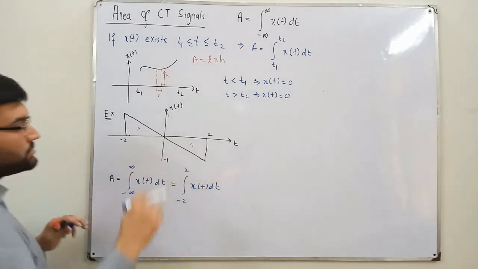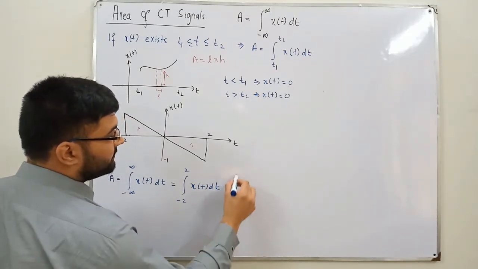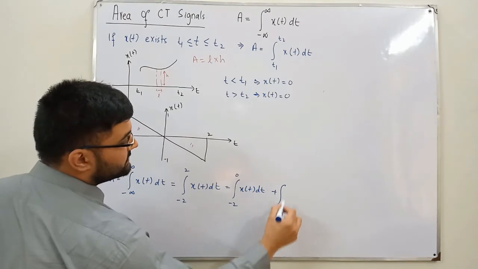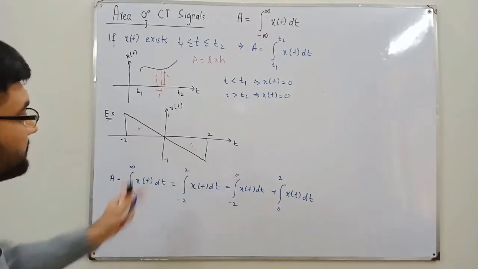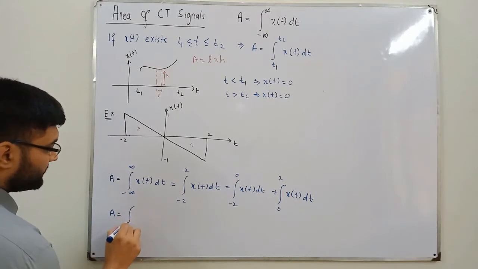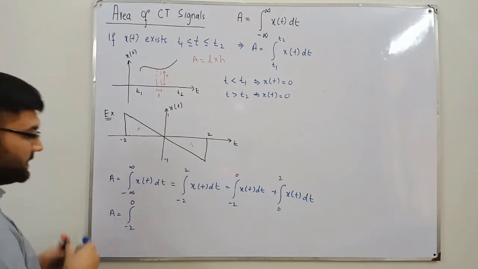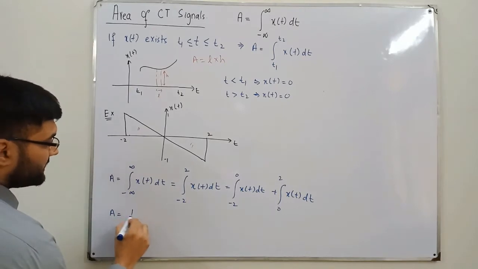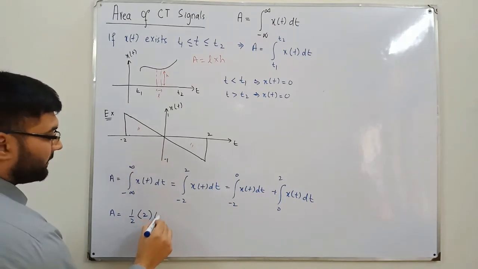Now it exists in two different forms. So you have negative 2 to 0, x of t dt, and then you have 0 to positive 2, x of t dt. For negative 2 to 0, simply have a look: it's a triangle, so you don't need integration or anything. The area of a triangle is 1 over 2 times the length, which is 2, multiplied by the height, which is 1.